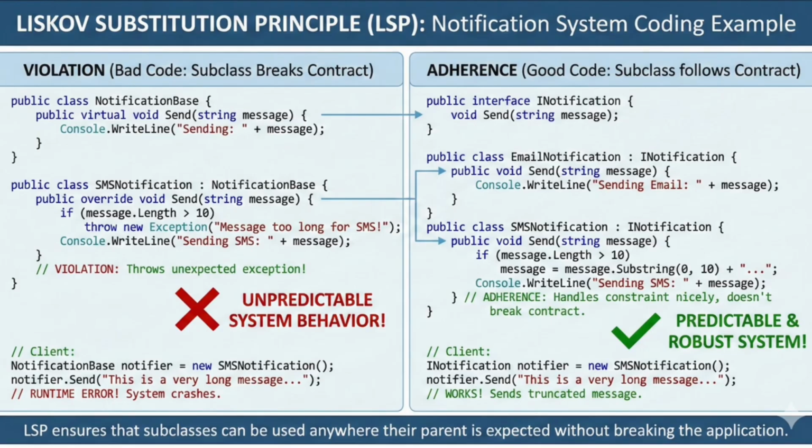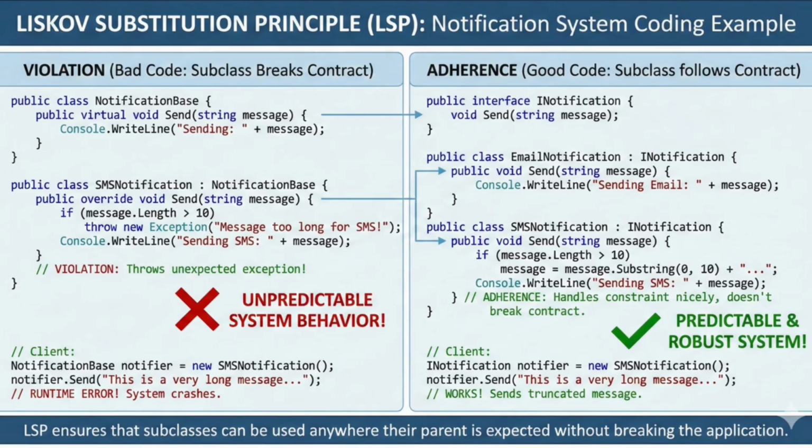Then we have a subclass. SMSNotification inherits from NotificationBase. But inside this subclass, the send method behaves differently. If the message length is greater than 10 characters, it throws an exception: if message.length > 10, throw new Exception("Message too long for SMS").